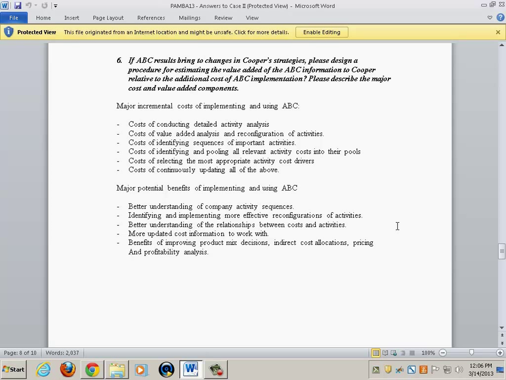And of course, most of the time, more updated, accurate cost information to work with to that on the basis, and you can avoid grave errors. Primitive working with.